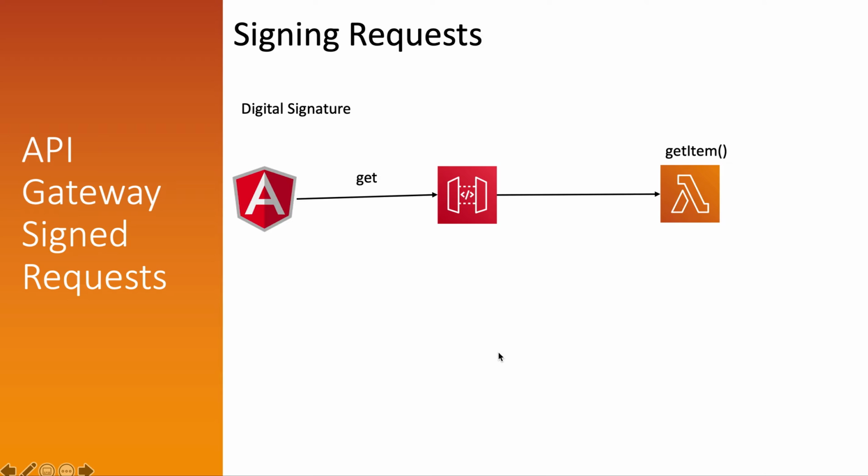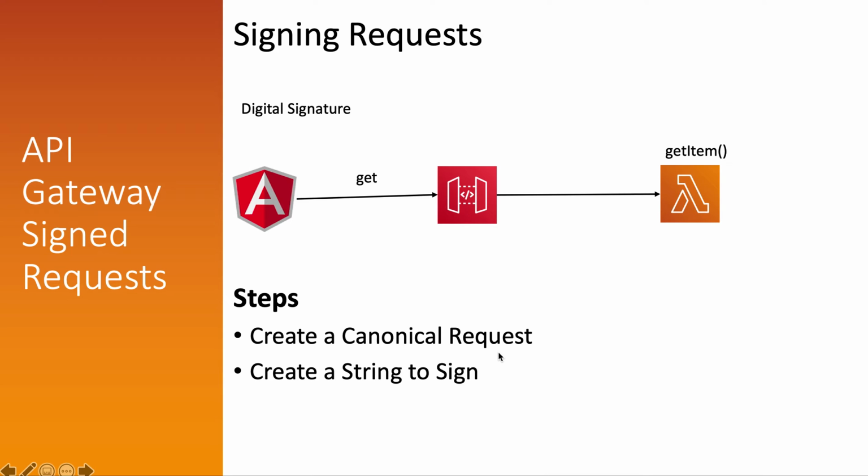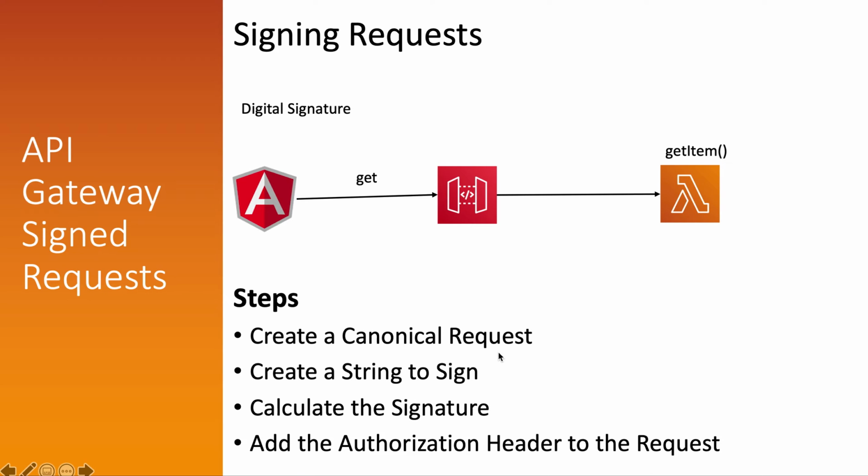The AWS documentation has divided the sign request into different steps. So I'll go over different steps. So here are these steps. First is to create a canonical request, then create a string to sign, then calculate the signature, and finally add the authorization header to the request. So let's go to each step in the next slides.